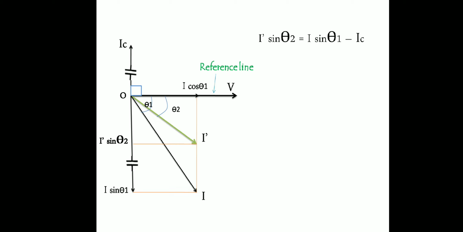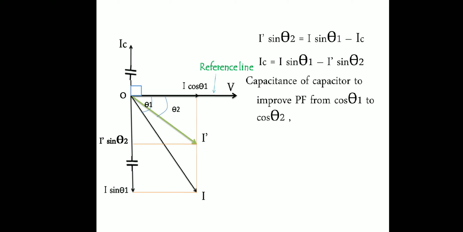As we know, I dash sine theta 2 equals I sine theta 1 minus IC. It is an arithmetic sum because it all comes in one single line. From that, we can find IC, which is IC equals I sine theta 1 minus I dash sine theta 2.